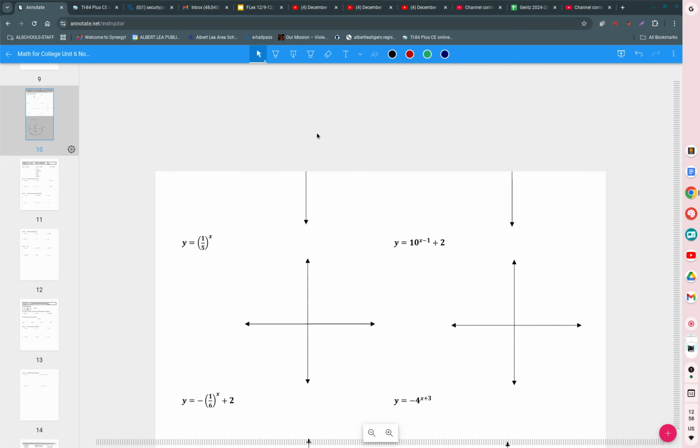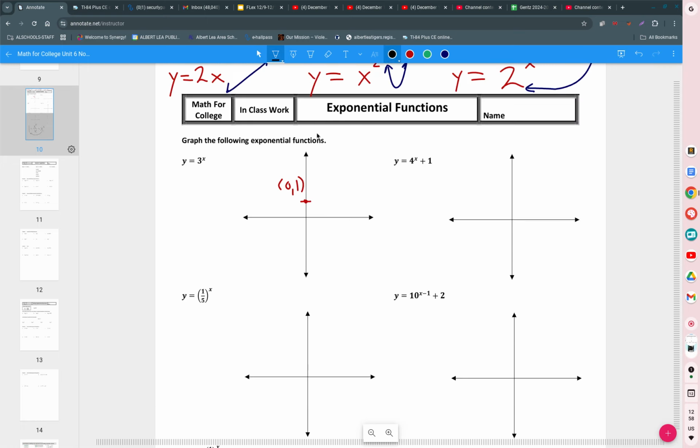There you go. So it goes through the coordinate (0, 1), and it looks like this. It stays real low off to the negative side, and it gets really tall quickly off to the right side. We call this part of the graph right here a horizontal asymptote.